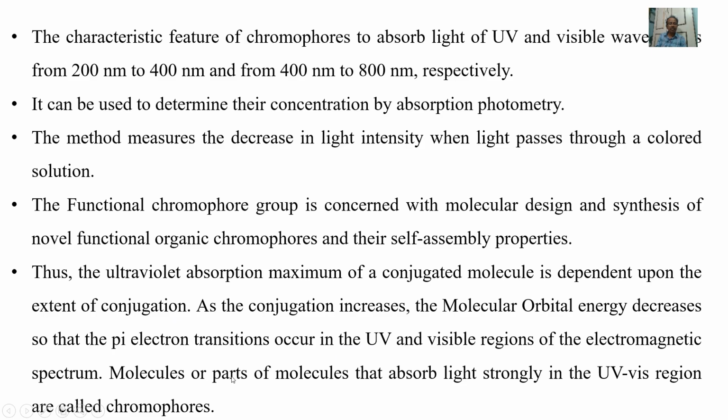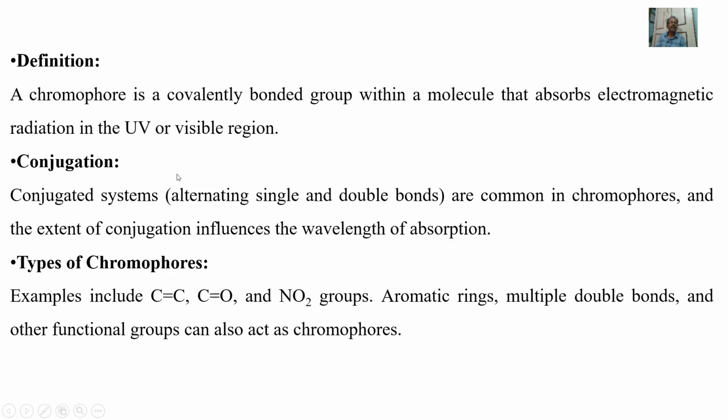Molecules or parts of molecules that absorb light strongly in the UV regions are called chromophores. Definition. A chromophore is a covalently bonded group within a molecule that absorbs electromagnetic radiation in the UV visible region. Conjugation. Conjugated systems, alternating single and double bonds, are common in chromophores, and the extent of conjugation influences the wavelength of absorption. Types of chromophores. Examples include C double bond C, C double bond O, and NO2 groups.